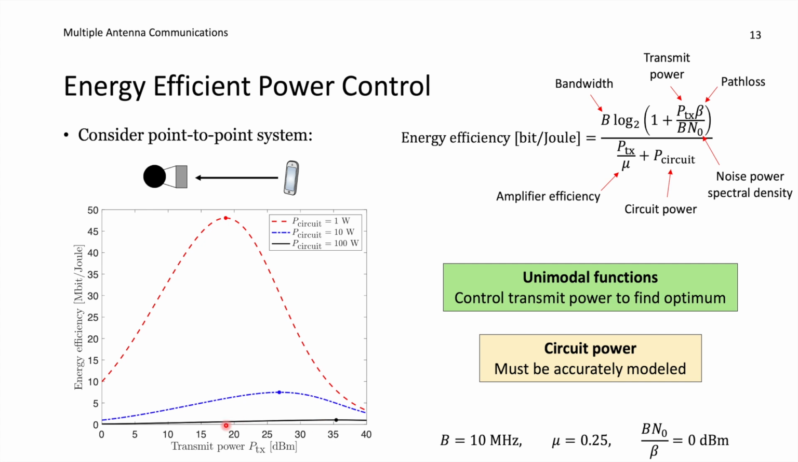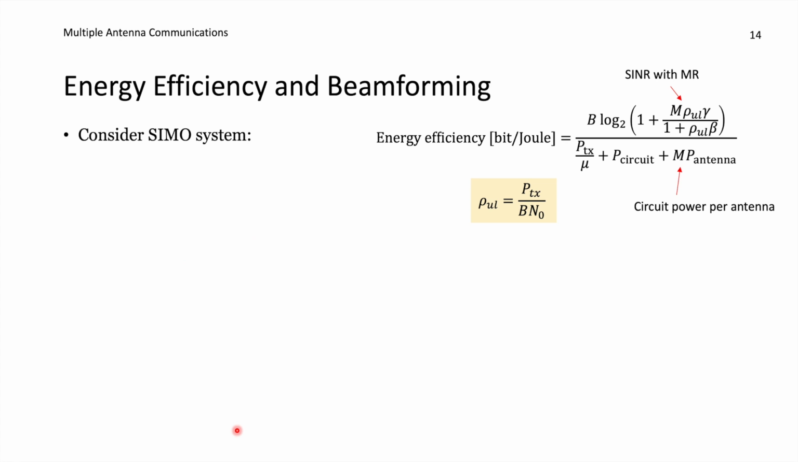Remember, this is logarithmic scale. So a 10 times difference here can increase or decrease the transmit power by 10 times as well. Let us now have a look at how beamforming is affecting energy efficiency.